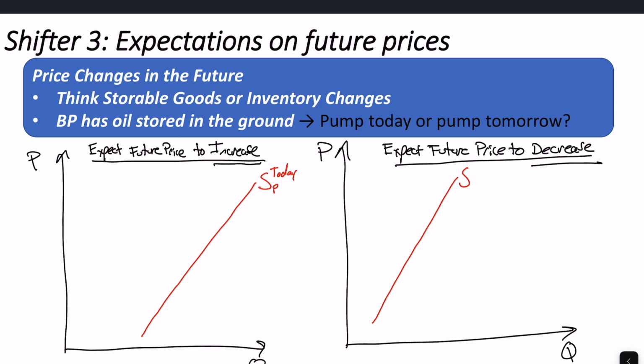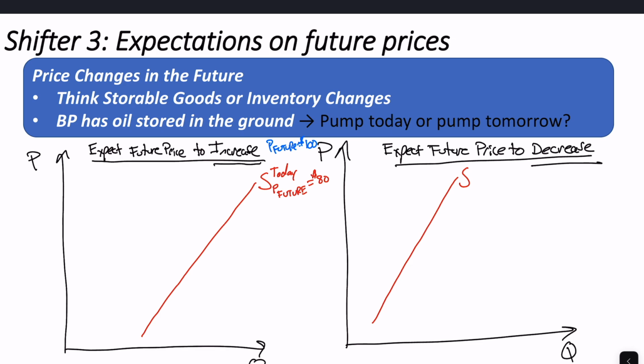So let's do price future equals $80. This will be the supply of oil today if we think that the future price of next year for oil will be $80. Now what happens if we think the price of next year will go up? So instead of $80, the price next year will go up, so P future will increase to $100.